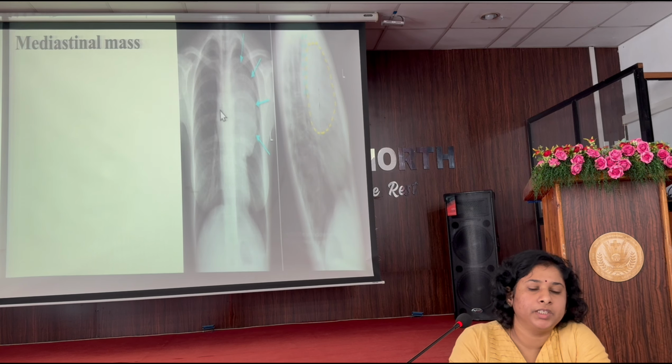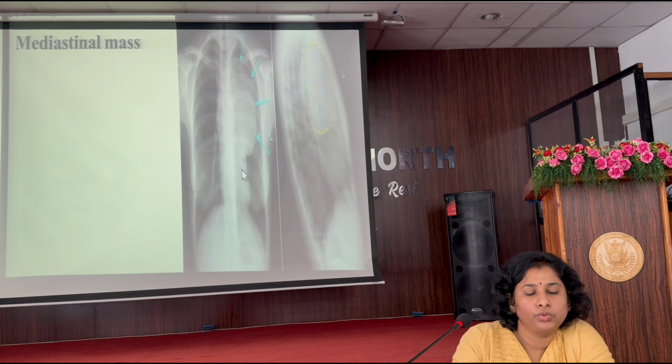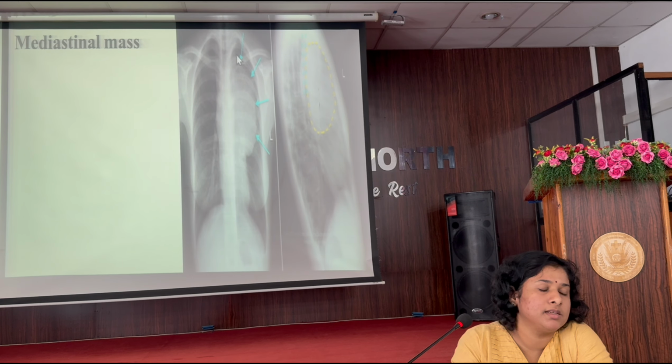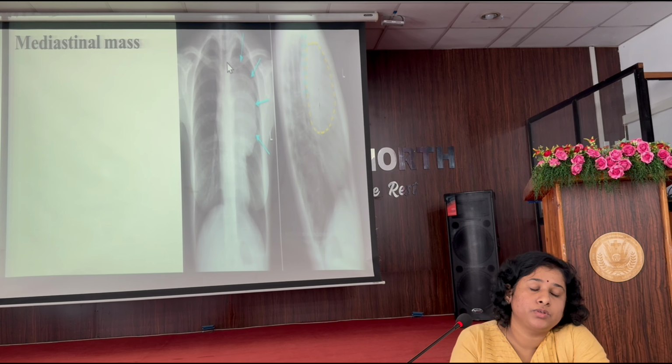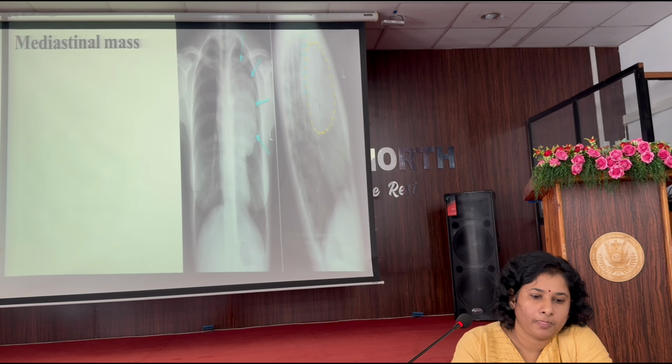But in a PA X-ray, it differs. So we have to go through several signs. There are several signs to detect where the mediastinal mass is located. First, the mediastinal mass will form a large angle, that is an obtuse angle, with the mediastinum and an acute angle with the lung. So that's how we differentiate a lung mass from a mediastinal mass.